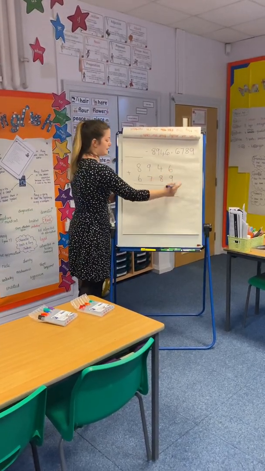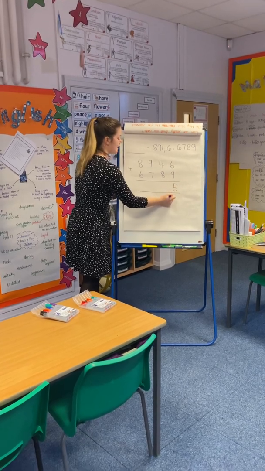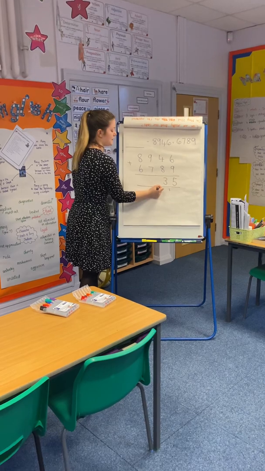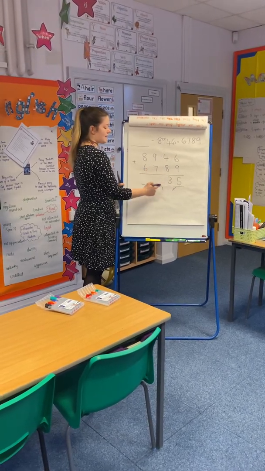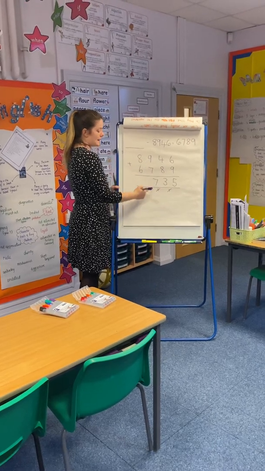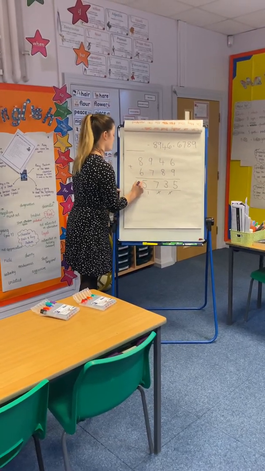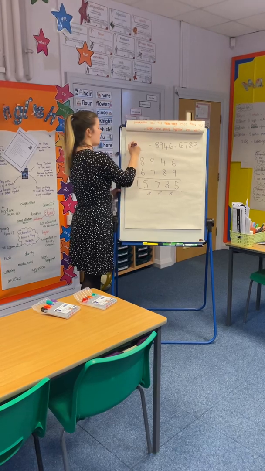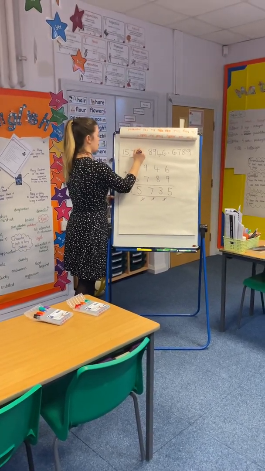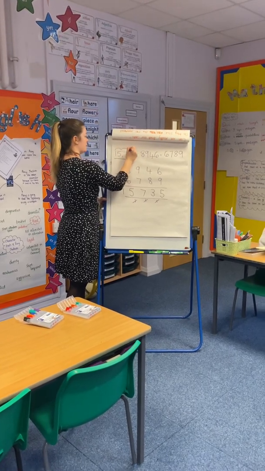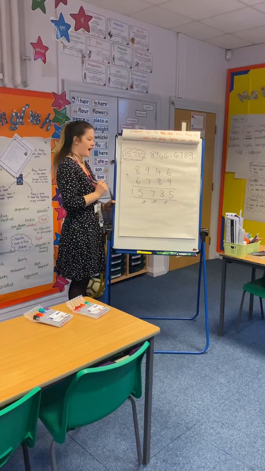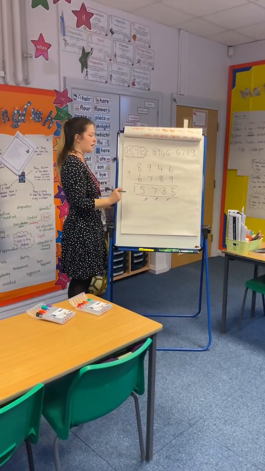So we should have got that 6 add 9 is 15, carry the 1. 8 add 4 is 12, add 1 more is 13. 9 add 7 is 16, add 1 more, 17. 8 add 6 is 14, add 1 more is 15. So I think that our missing number is 15,735. So remember, we need to check. So we're going to complete the original calculation.